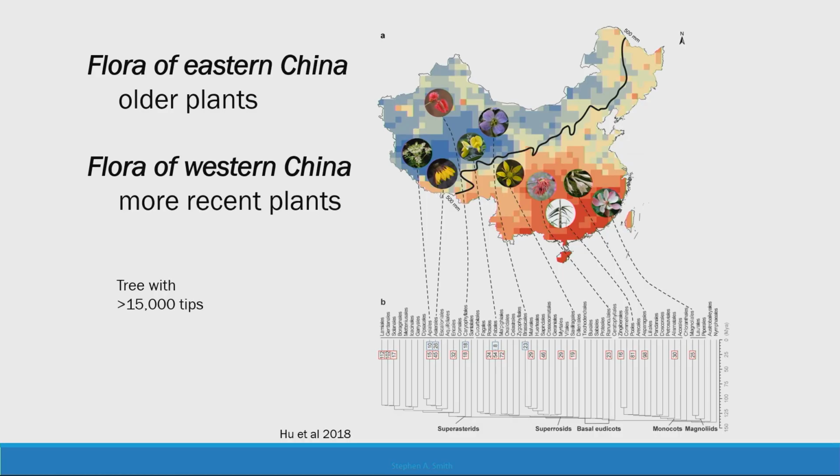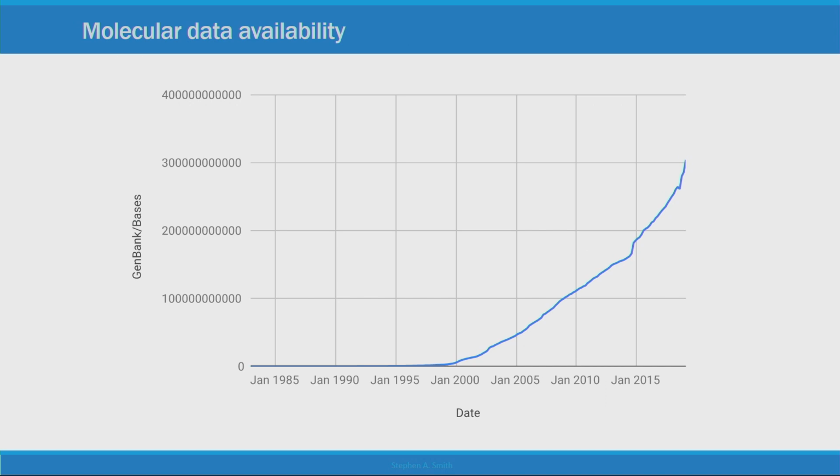If we look at the flora of China, we can use these same techniques, in this case with a 15,000 tip tree, and we can say that the plants of eastern China are older than the plants of western China. So we can get this kind of basic information, and primarily all we need to do is increase the amount of data that we have available. And luckily, there has been an enormous effort to try and do this. Molecular data availability has skyrocketed because of sequencing techniques. Nevertheless, the amount of data that's available only represents about a third of all the species that we know.